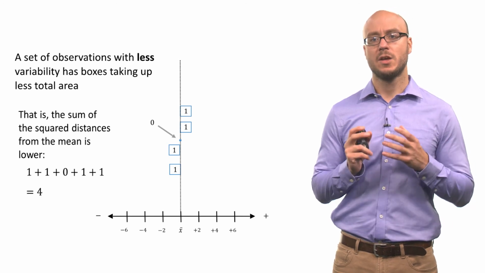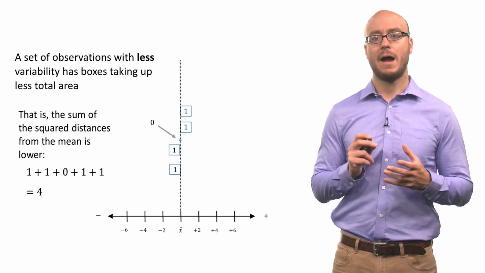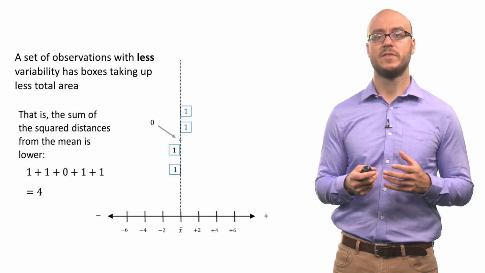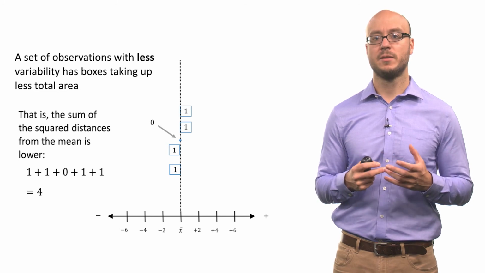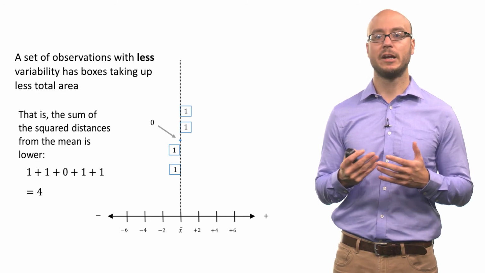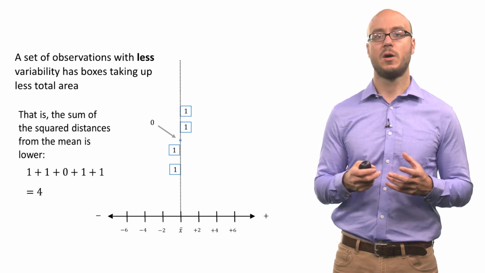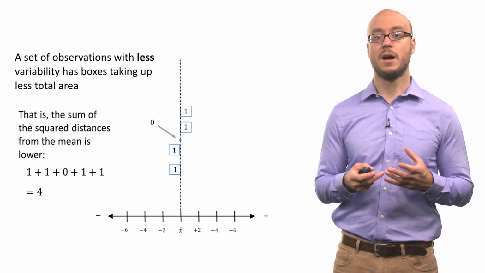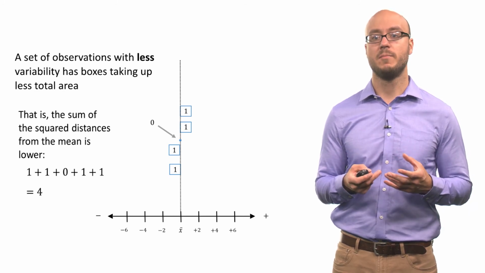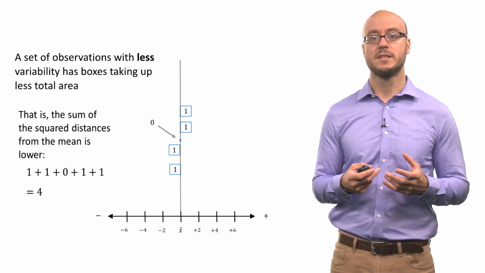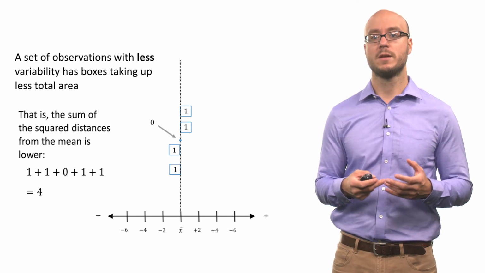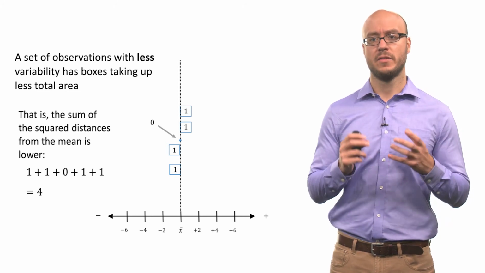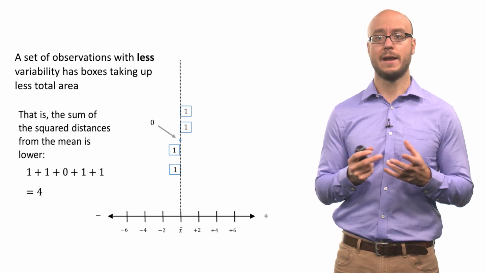But before we do that, I want you to think about what might constitute less variability and what might constitute more variability in a set of observations. For a set of observations with less variability, the data points really aren't that different, so you're going to have a smaller total area taken up by these boxes, meaning the sum of the squared deviations or distances from the mean is going to be smaller. In this case, the sum of the squared deviations from the mean is 1 plus 1 plus 0 plus 1 plus 1. So it's 4. And you can visually see this. The area of the boxes is just smaller. You add up the total area.